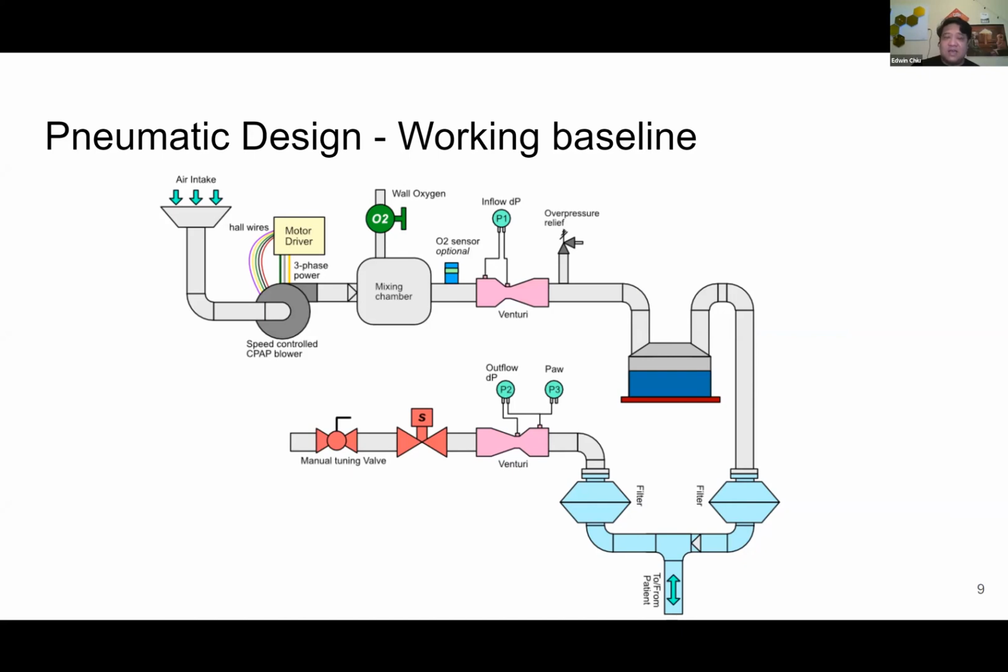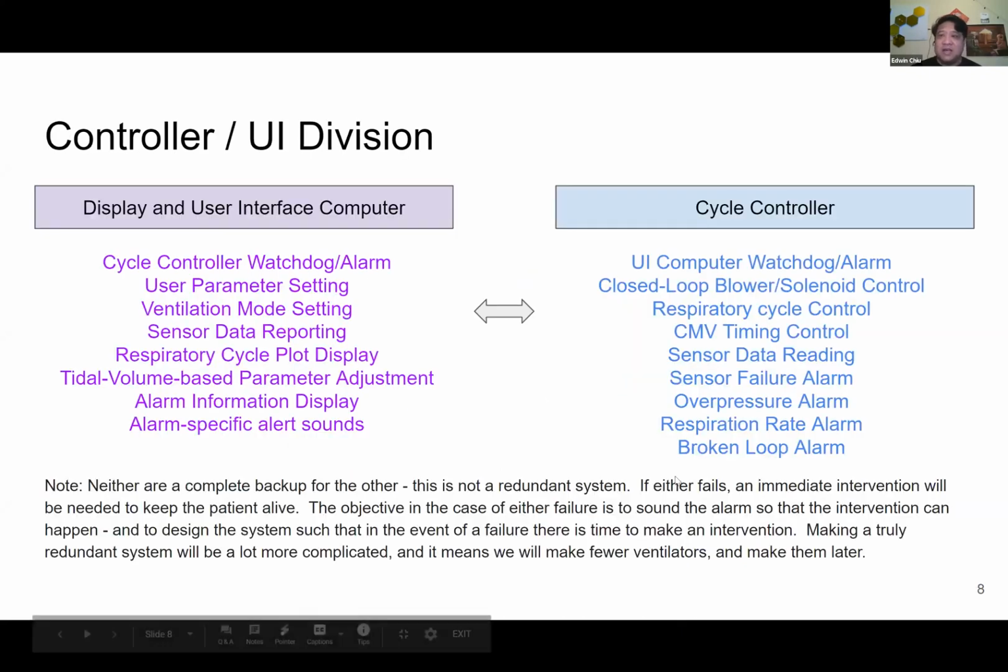Yeah, that's exactly what we were talking about in the last slide. So the idea here, sorry if I didn't make that clear, the idea here is the cycle controller is completely autonomous, with the exception of being able to modify these settings that come down from the user interface computer. So the cycle will continue, but the settings cannot be modified if the user interface computer goes down.